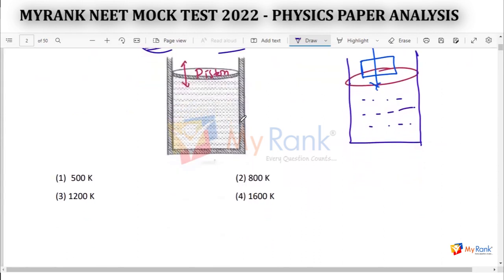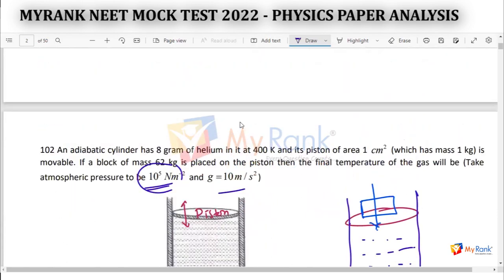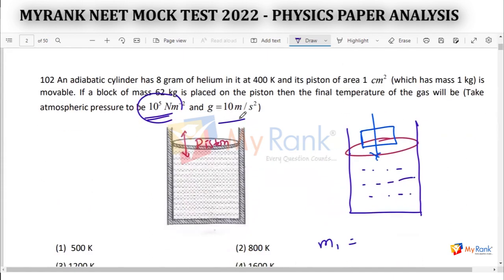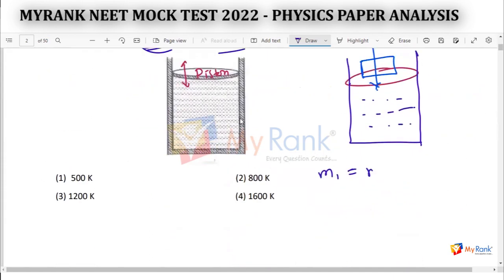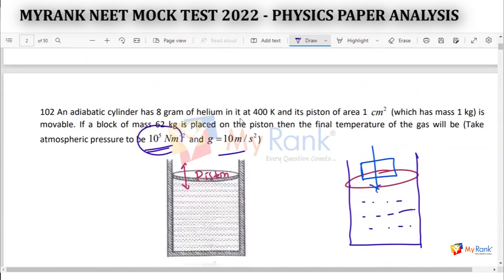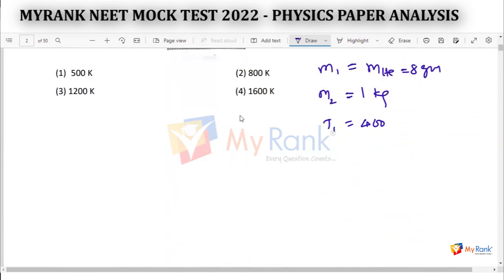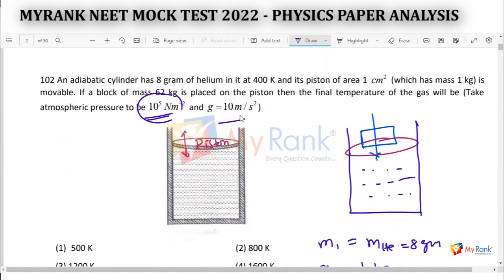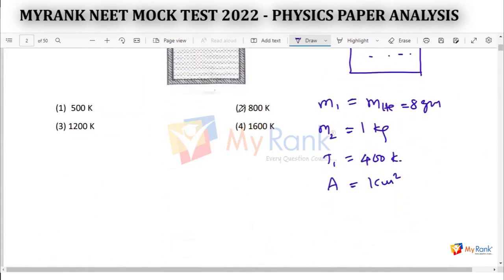So let me write all the values here. First, mass is given. What is the mass? 8 grams. Inside the cylinder, helium is there, students, so this is the mass of the helium, 8 grams. Next, M2 is given as 1 kg, the piston mass. The initial temperature is given as 400 kelvins. And next, the area of the piston, students, is given as 1 centimeter square.